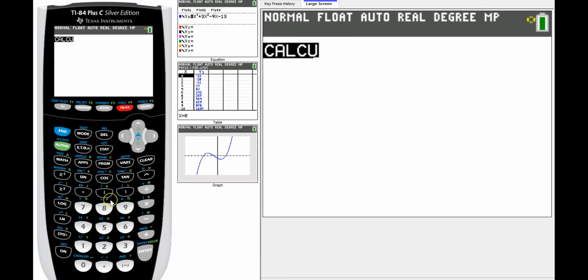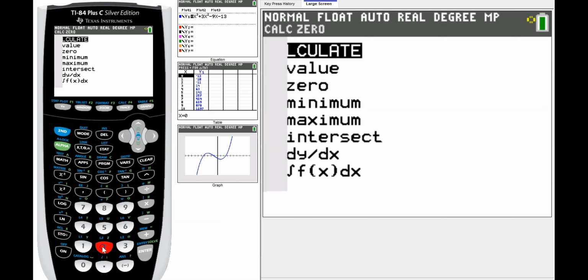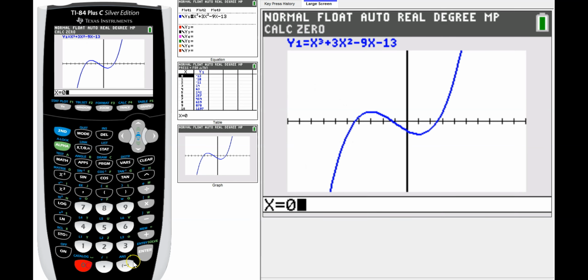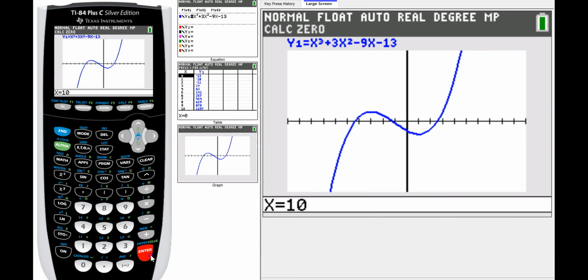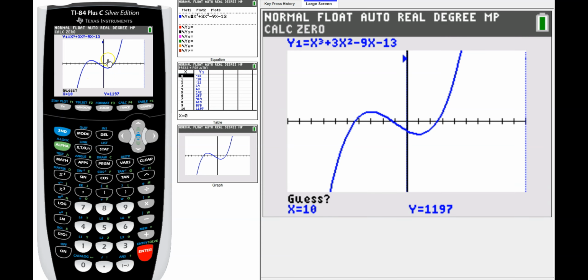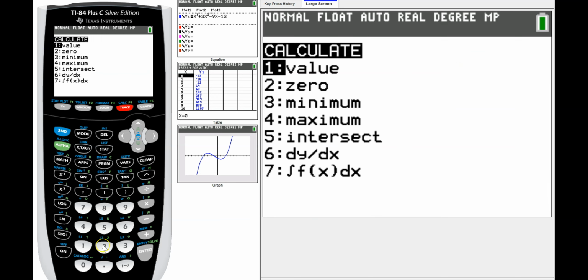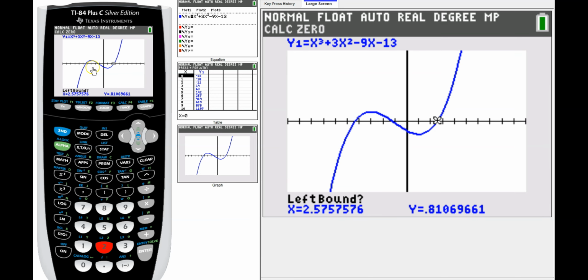Second calc. And then number 2 is zero. And our next one is between 0 and 10. See? Left bound, right bound. And so we're within there. And then you just hit enter and it'll give it to you. So all you're doing is inputting when it says left bound. Number 2. When it says left bound, if you want that zero, you just pick a number to the left and then a number to the right.